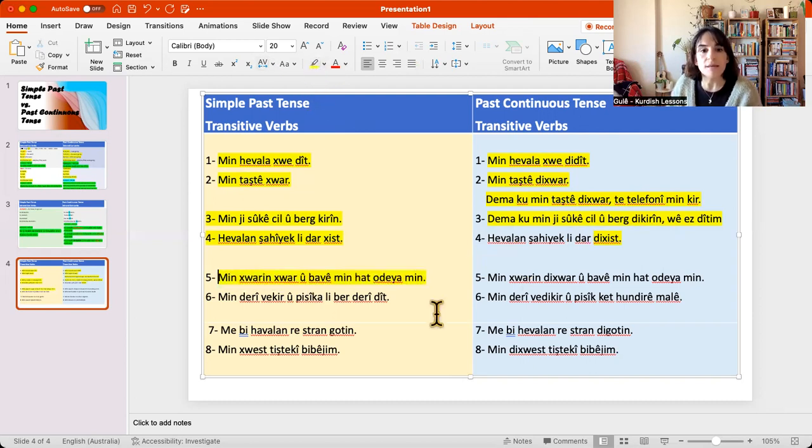Fifth one: I ate and my father came to the room. So after I finished my food, my father came. But here, I was eating, and my father saw me when I was eating. Okay.